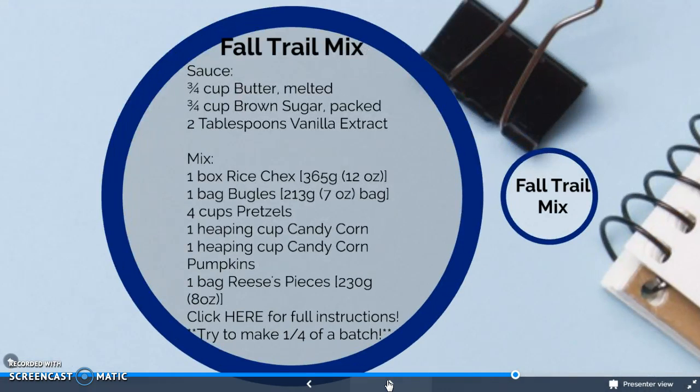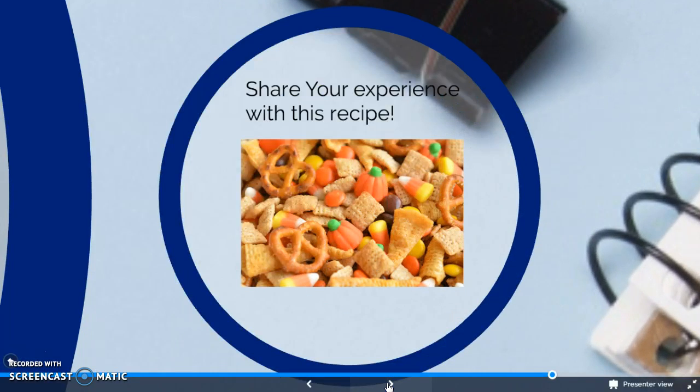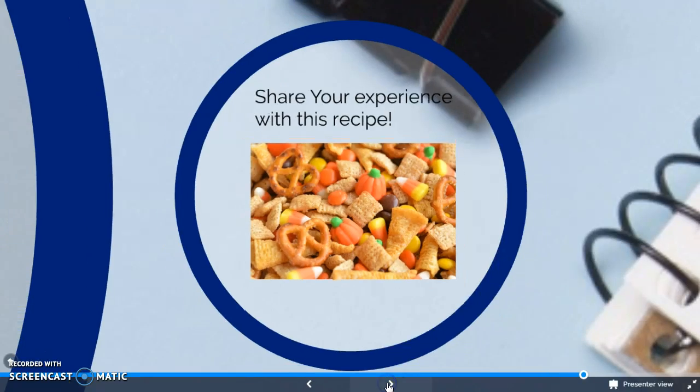Moving right along to the best fall recipe ever, it's fall trail mix, one of my favorites. Here's all of the ingredients, but here's what I want you to try to do. I want you to try to only make 1/4 of the batch. Don't forget to go look for the instructions in the actual newsletter for how to make it. And if you look how delicious this looks, what I'd like for you to do is to share your experience with this recipe if you choose to do it.